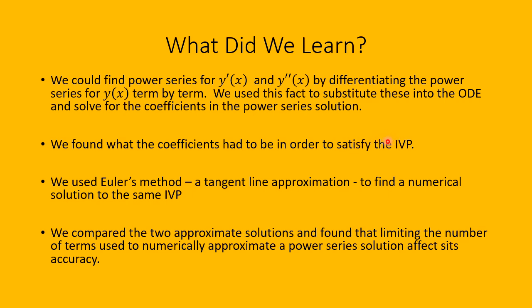Then, to check to see if everything worked right, we used Euler's method, a tangent line approximation, to find a numerical solution to the same initial value problem. Comparing the graphs of the analytic solution with the numeric solution, we found out that we didn't have enough terms in the power series solution. We used a partial sum to approximate the solution, and we didn't use enough terms in the partial sum to start with. We needed more terms to get an accurate representation of the solution.